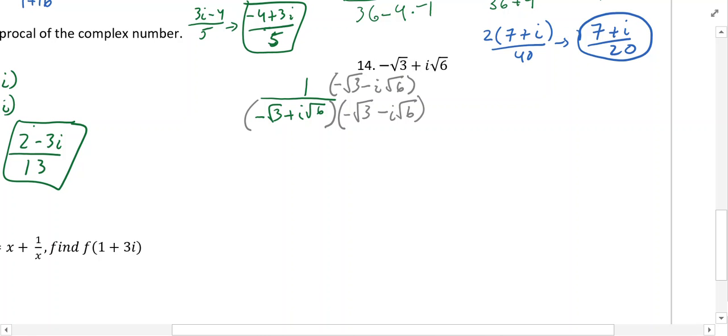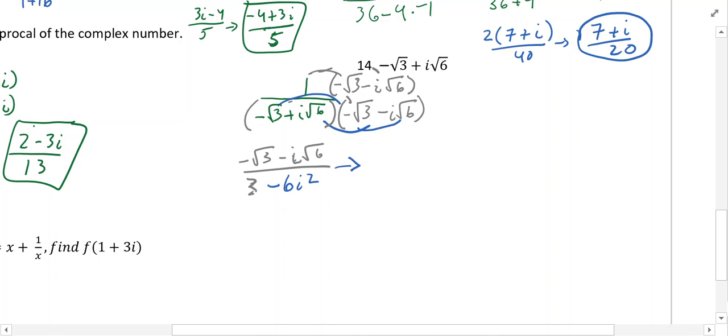And so then in the numerator, we're going to go and distribute. All right, so we get negative rad 3 minus i rad 6. And in the denominator, we know that negative times a negative is a positive, and rad 3 times rad 3 is just going to end up with a positive 3. So then when I do this last term here, I get i times negative i, rad 6 times rad 6. So this is going to give me negative 6i squared, which remember, I'm going to simplify.